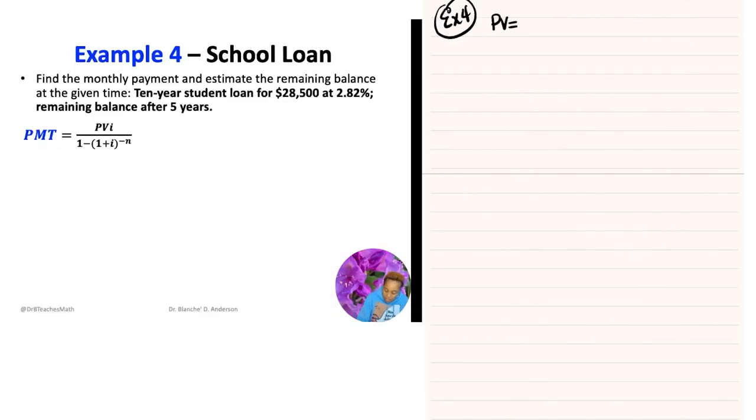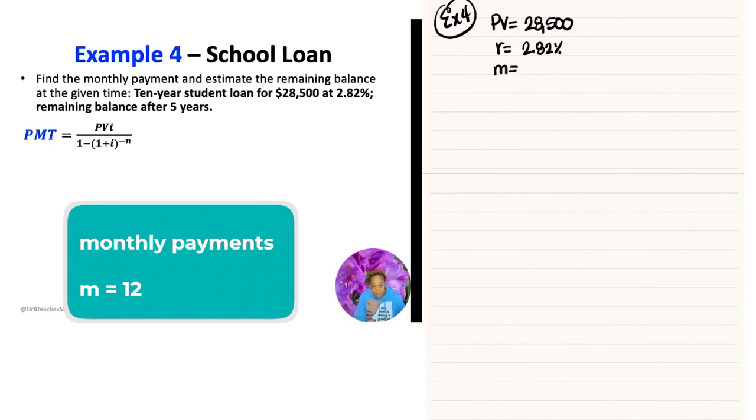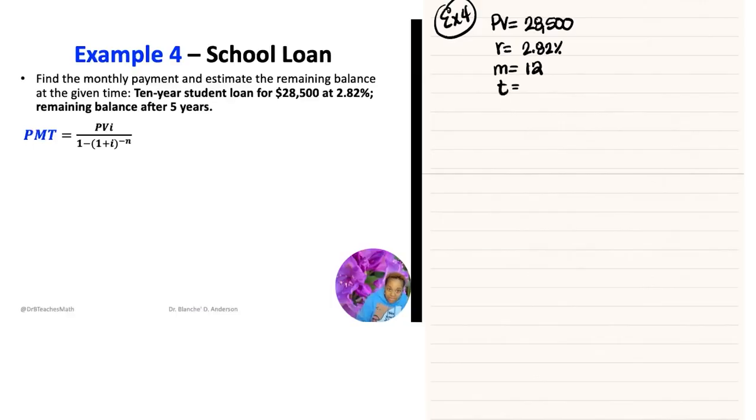So your present value is $28,500. Your rate is 2.82%. These are monthly payments. Yes, it said monthly. Okay, good. And then the time period is 10 years.